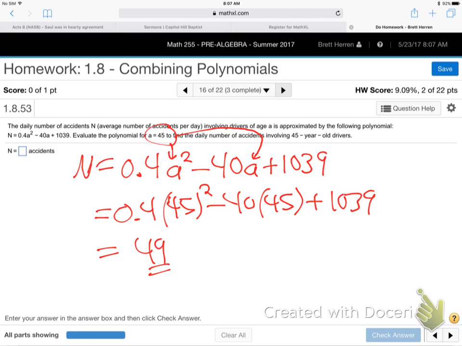All right. So combine like terms. You've probably done this before.